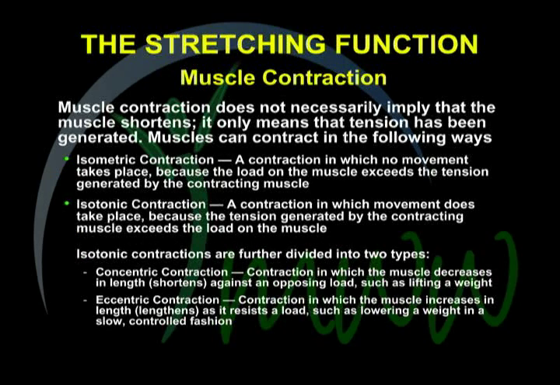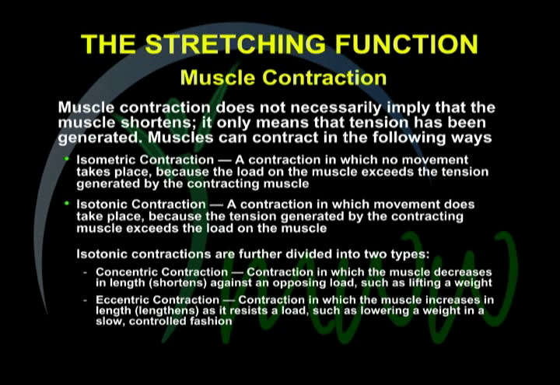Muscle contraction does not necessarily imply that the muscle shortens. It only means that tension has been generated. Muscles can contract in the following ways: isometric contraction, or a contraction in which no movement takes place because the load on the muscle exceeds the tension generated by the contracting muscle. This occurs when a muscle attempts to push or pull an immovable object.